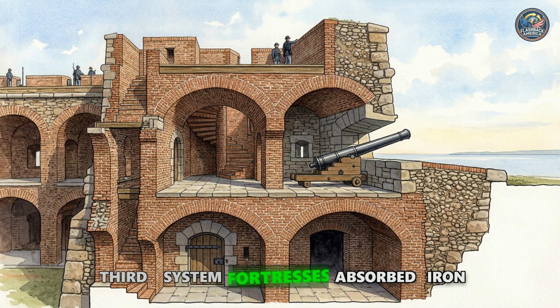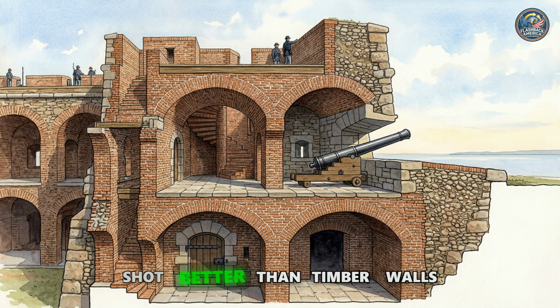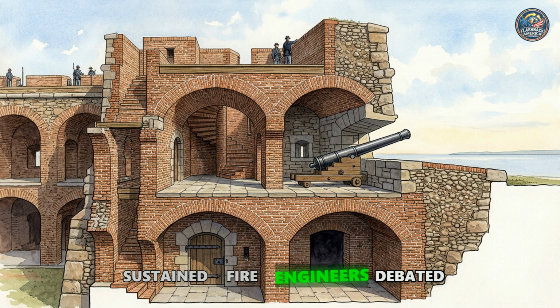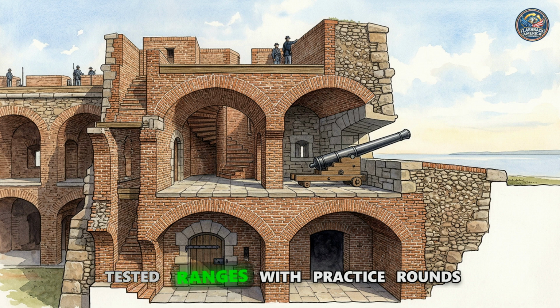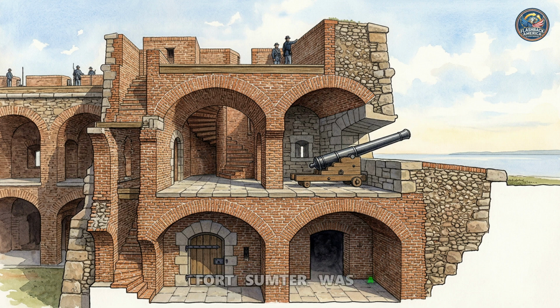Third system fortresses absorbed iron shot better than timber walls, yet brick cracked under sustained fire. Engineers debated angles and magazines. Gunners tested ranges with practice rounds. Fort Sumter was a technology duel, as well as a political crisis.